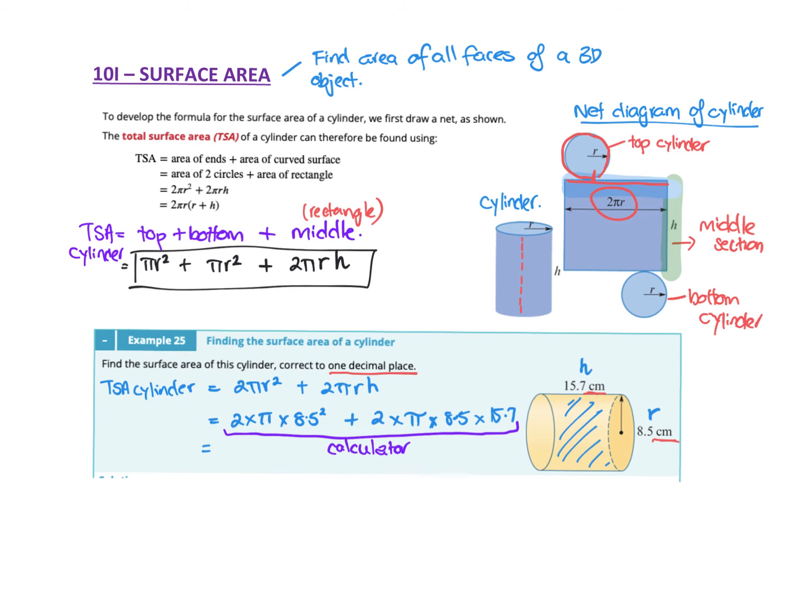Okay, so we pop that answer in. To 1 decimal place, I got 1,292.5 centimeters squared. Okay? So because it's area, we have squared units.